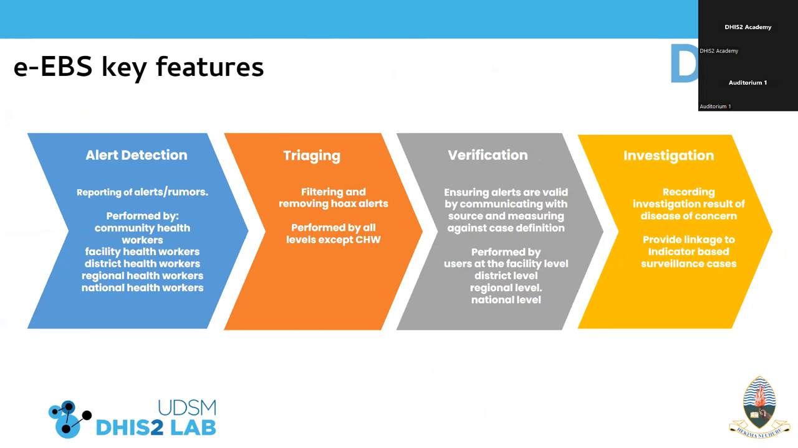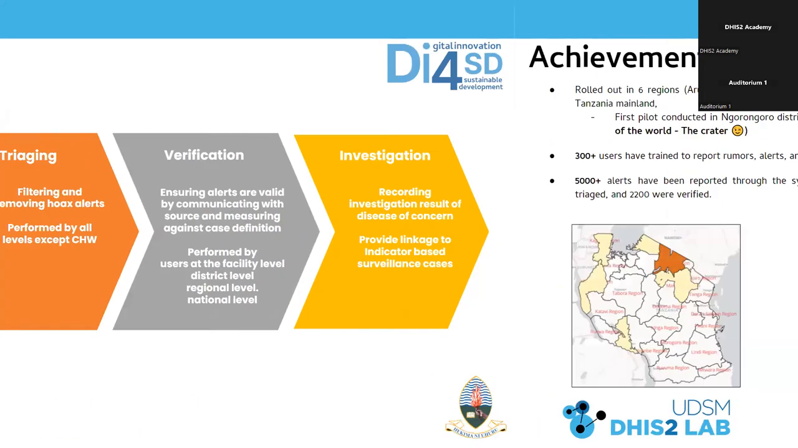Quickly, I think this is known to most of you, but these are the key aspects for EBS that we are doing on the mainland. There's detection that comes from all those areas. There's triaging, ensuring we filter out duplicate or hoax alerts to remain with the ones that matter. Then there's verification, to verify whether the alerts that have been filtered are really valid. This involves the district team communicating with the facility or whoever has reported to ensure the alerts are valid, and then they perform investigation, which provides the linkage to indicator-based surveillance cases.